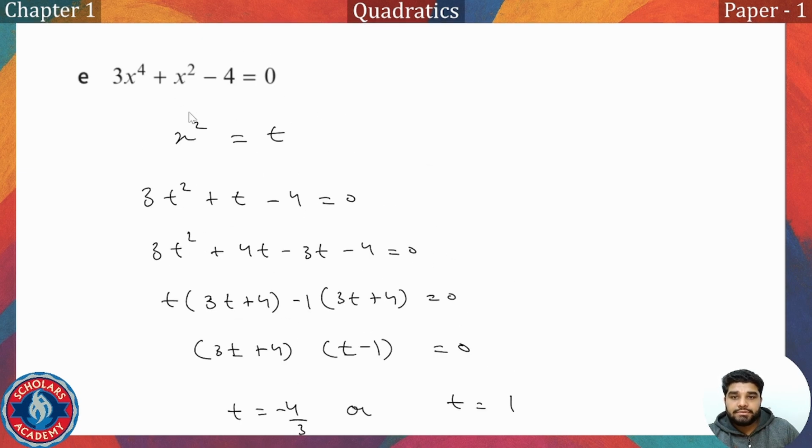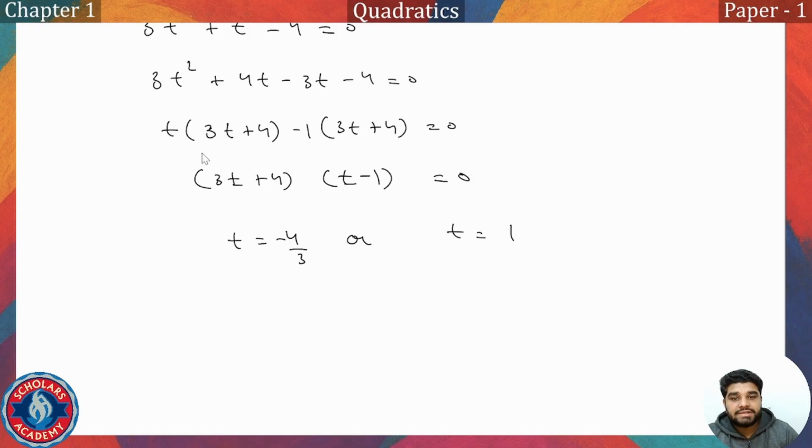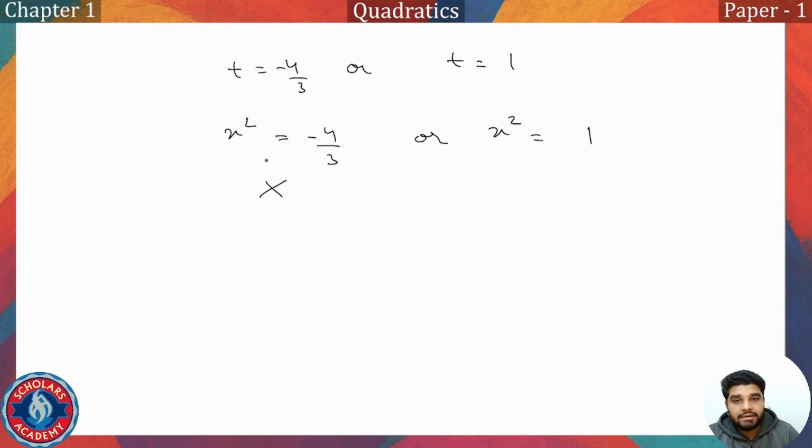Alright, so I will substitute. In place of t, x square is equal to negative 4 over 3 or x square is equal to 1. Square of any number, any real number to be precise, can never be negative. So we'll not take these values of x, we'll only take x square is equal to 1. So from here x is plus minus 1. I hope it is clear.